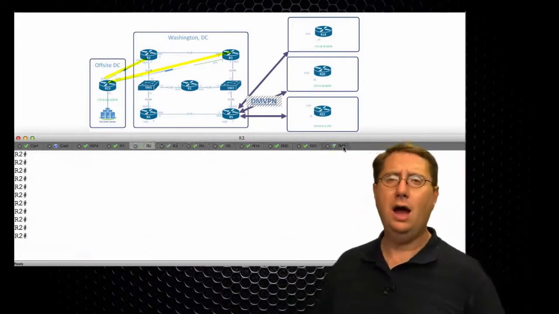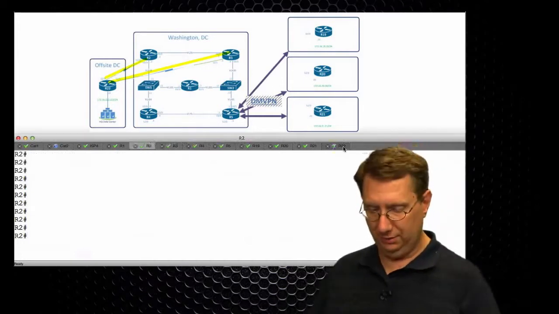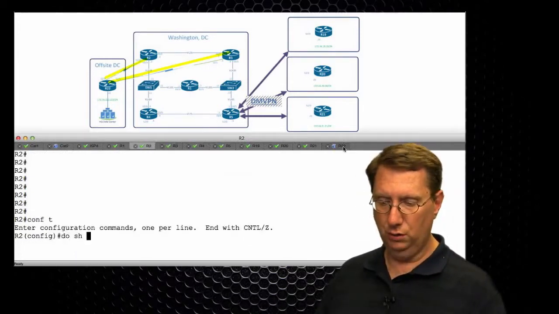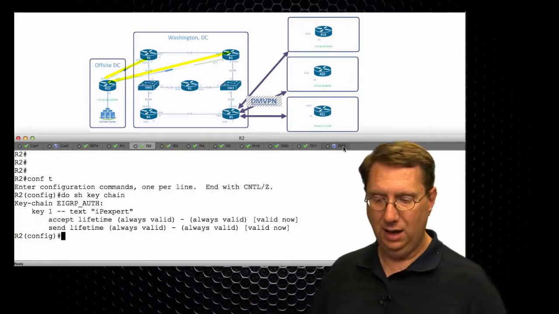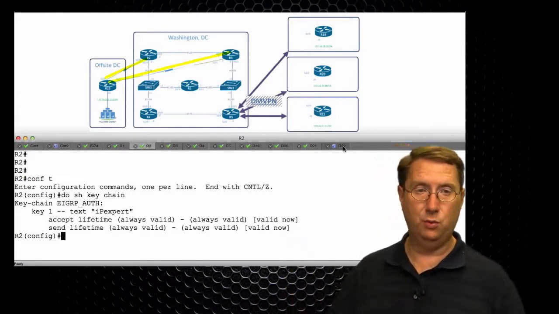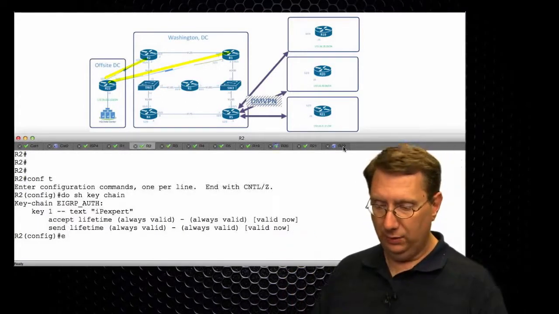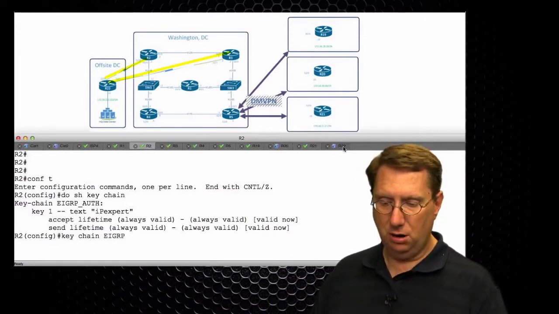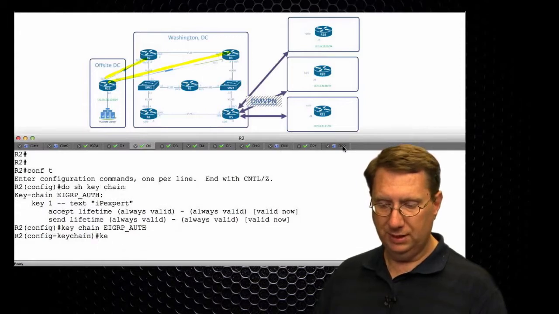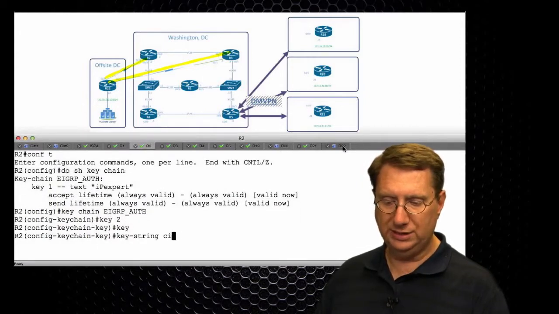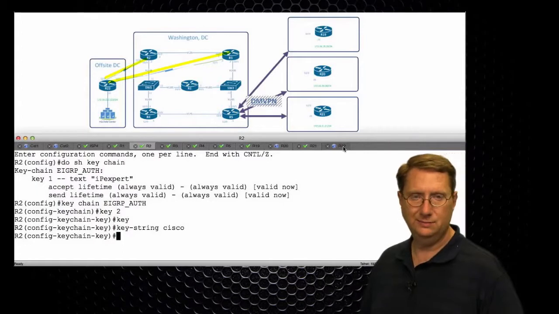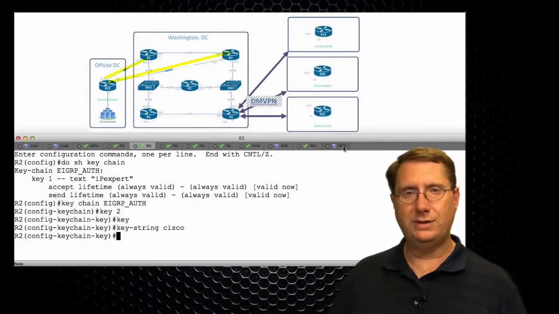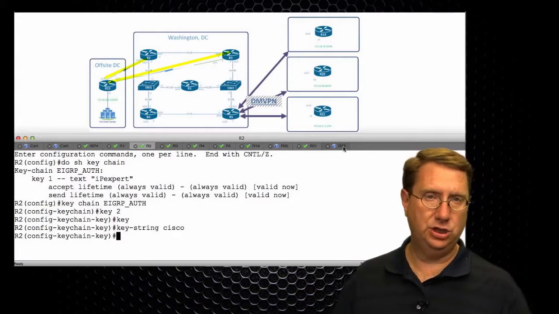Then I'm going to go to R2, and on R2, I'm going to modify my keychain. Config T, do show key chain. And I'll see I've got the one keychain with one key. Let's go ahead and create another one. We need to do key chain EIGRP_off, key 2, key-string. We said we were going to make it Cisco, all lowercase. Now, notice our link didn't go down, our link didn't rotate, our link didn't change.